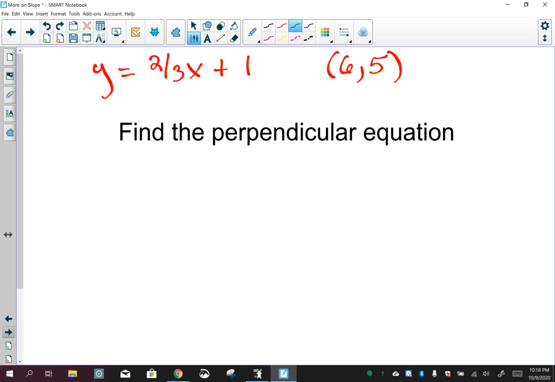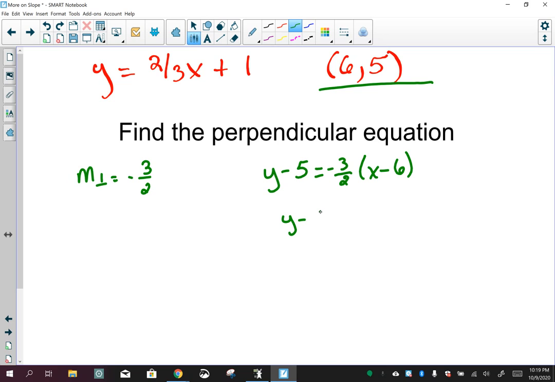All right, so this is of a specific point, so we're going to actually just work this one together. So the first thing I'm going to do is identify my perpendicular slope. So my slope here is 2/3, so the perpendicular is going to be flip it and change the sign. So that's the slope I'm going to be working with. They physically gave me a point, so I'm going to say, all right, well, y minus 5 is equal to -3/2 x minus 6.